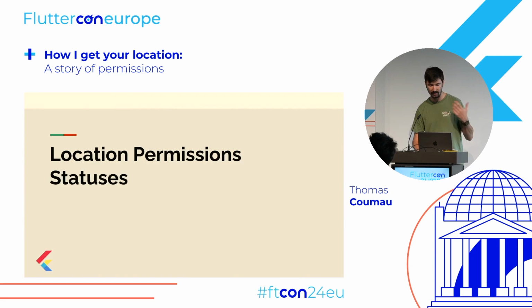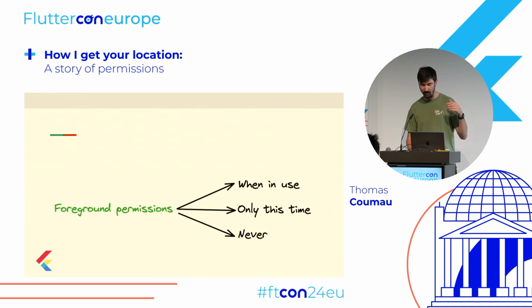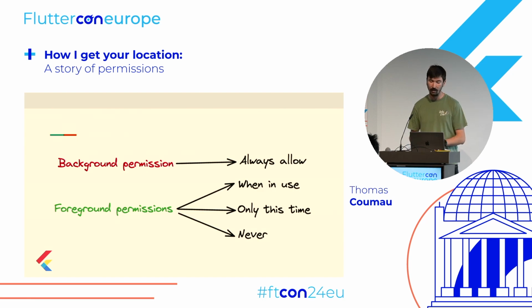So let's get started with the different permission statuses we can access. Basically, we have two different types of permission, the foreground permission and the background permission. Foreground permission has three different states. The first is denied, when our users tell us they will never give us permission to access their location, which is fine, but which we don't actually want.